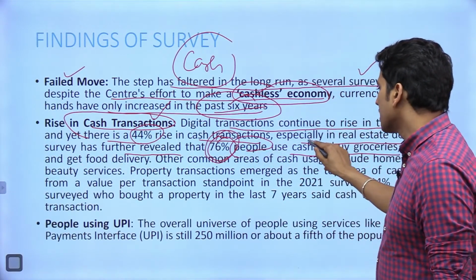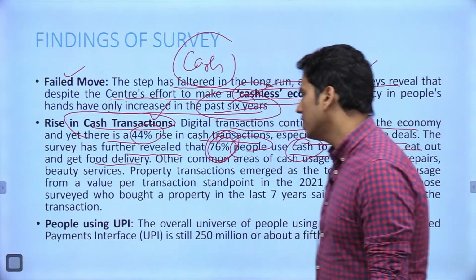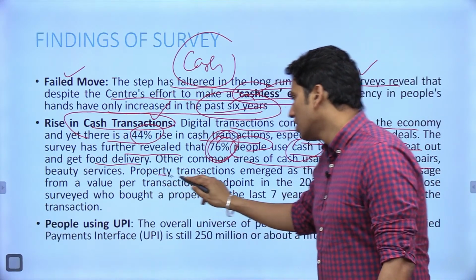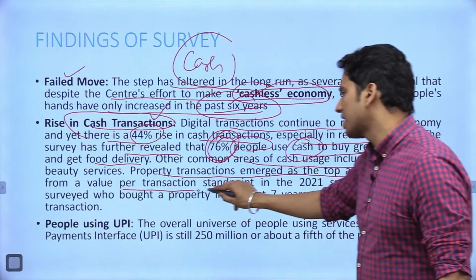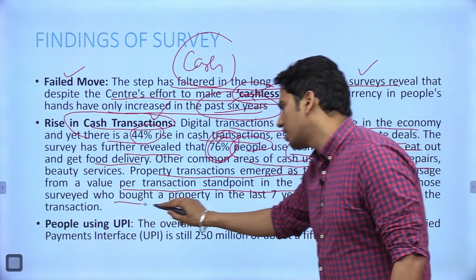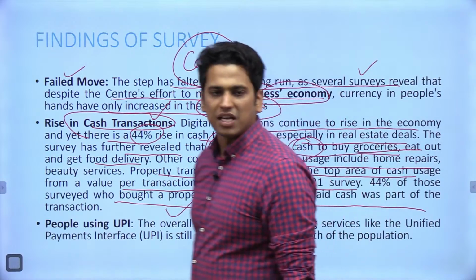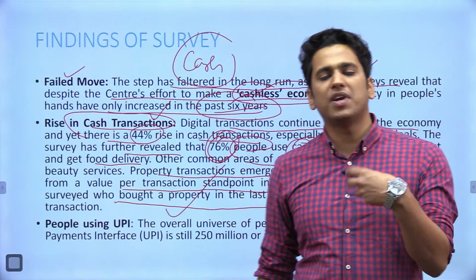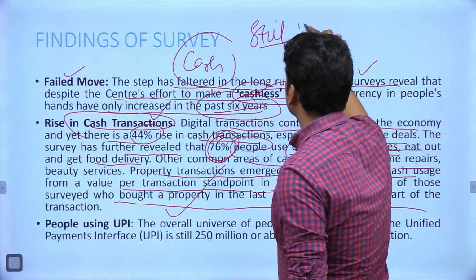76% people use cash to buy groceries, eat out and get food delivery. Other common areas of cash usage include home repairs, beauty services. Property transactions emerged as the top area of cash usage from a value per transaction standpoint in the 2021 survey. 44% of those surveyed who bought a property in the last 7 years said cash was a part of the transaction. Now, all this data somehow tries to reveal to us that there is still usage of cash.